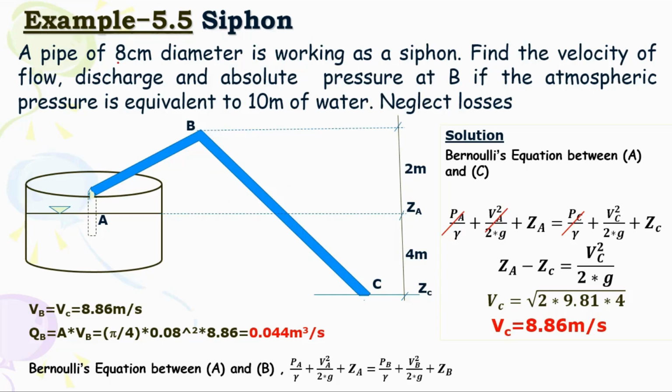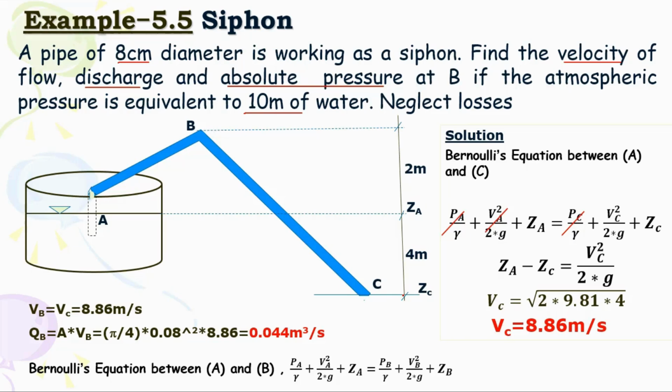A pipe of 8 centimeter diameter is working as a siphon. Find the velocity and discharge and absolute pressure at B, this point. If the atmospheric pressure is equivalent to 10 meters of water, this is head of water, atmospheric pressure at section A. So this hose is going out to this point C. Elevation difference between water level, reservoir level, and point B is 2 meters. Then again down 4 meters to C. So what will be the result? Let us see.